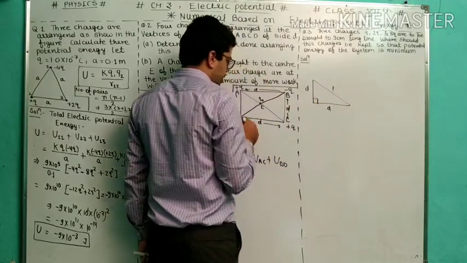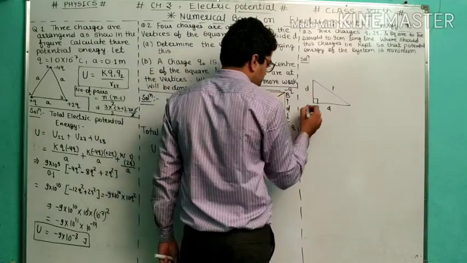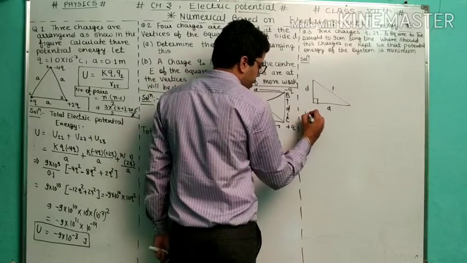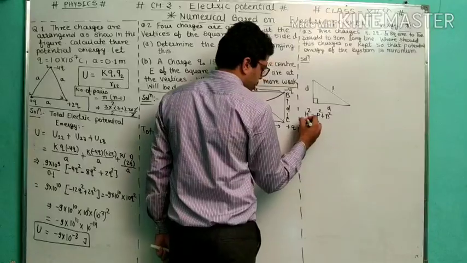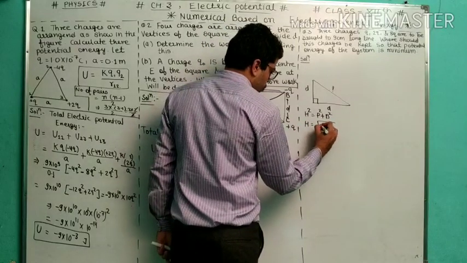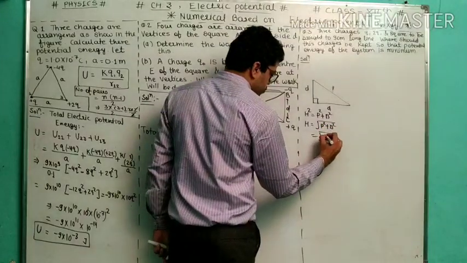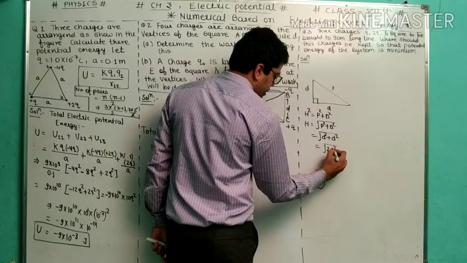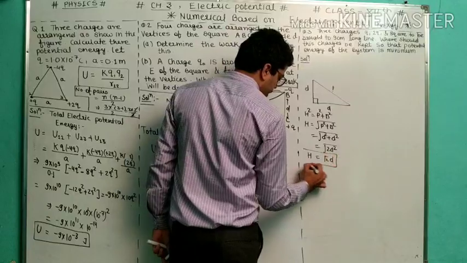Okay, and you know that every angle in this square is 90 degrees. The corner angle is always 90 degrees. So you know the formula: hypotenuse square is equal to perpendicular square plus base square. So it is easy to understand: root of perpendicular square plus base square. This is D square and this is also D square, so 2D square. So root 2 D, you got the value of the hypotenuse.